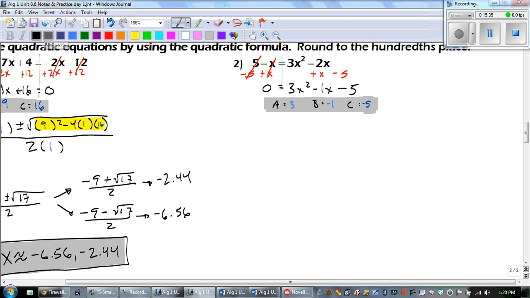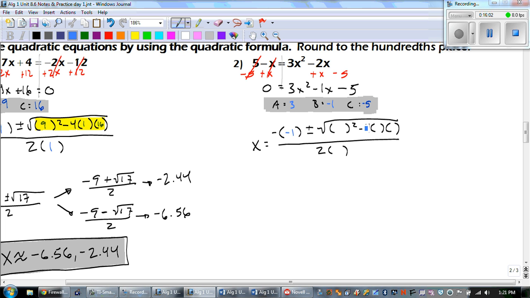Okay, so we plug in. You ready? X equals the opposite of B plus or minus the square root of B squared minus 4AC, all divided by 2A. Okay, let's plug it in.